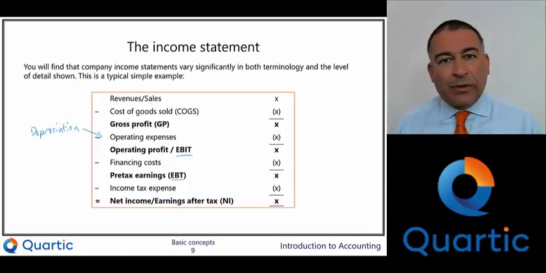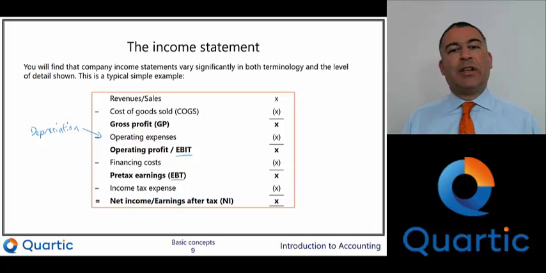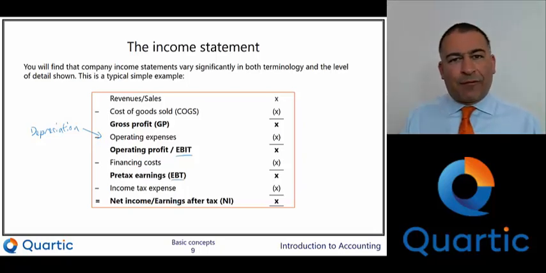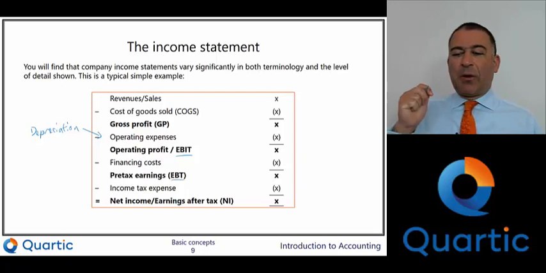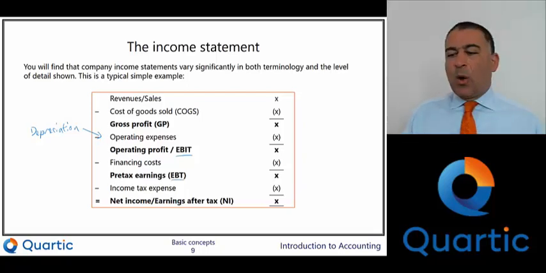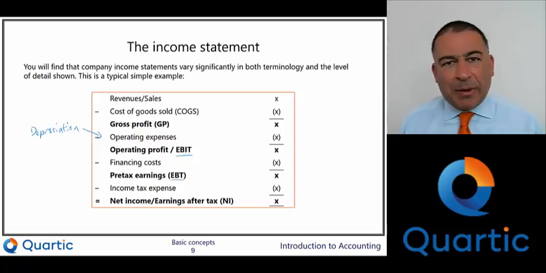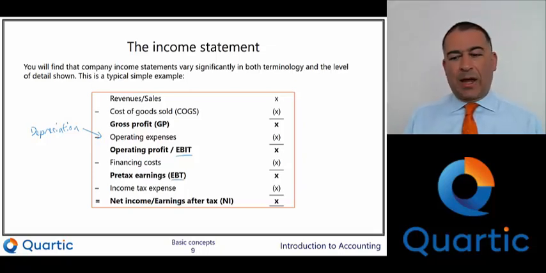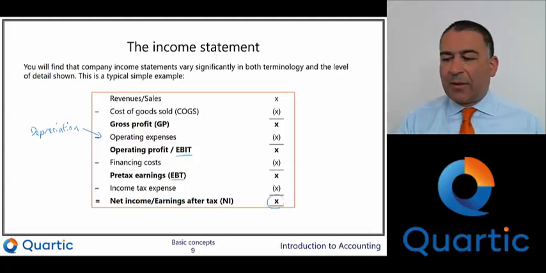So earnings before tax is pre-tax earnings or pre-tax income, called different things, but it means the profit that the company's made after everyone's taken what they need except the government. And so we've now paid the interest to the bank or to the bondholders. We now need to pay the tax to the government. And so income tax expense comes next, and after that, you're left with net income or earnings after tax. So net income down the bottom.